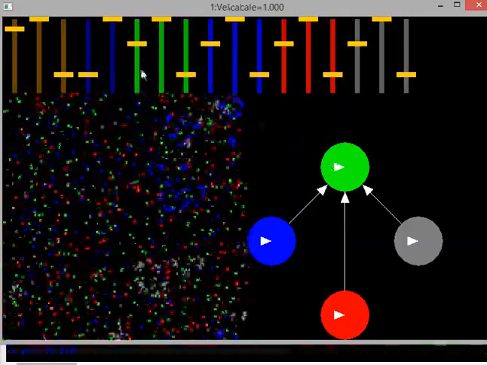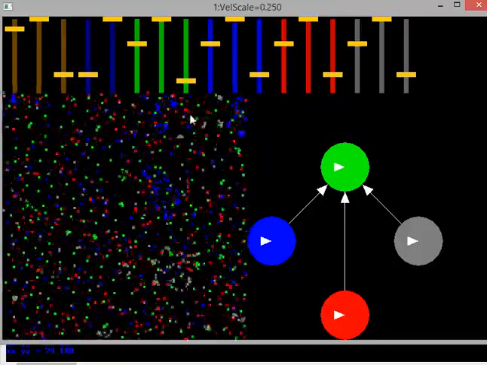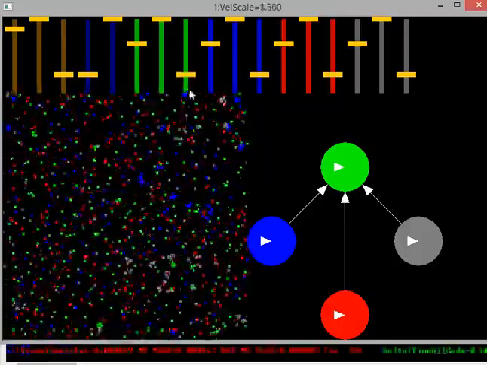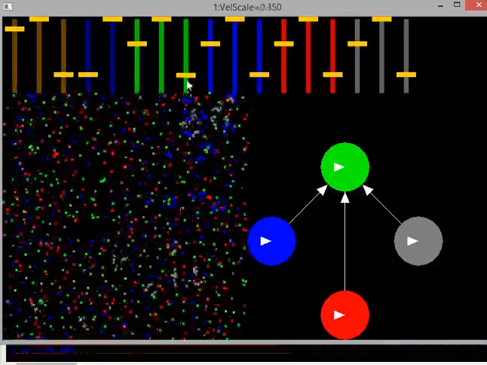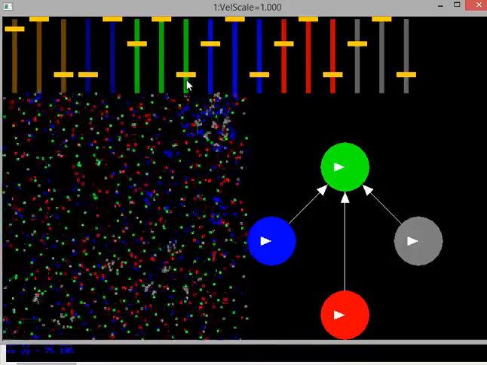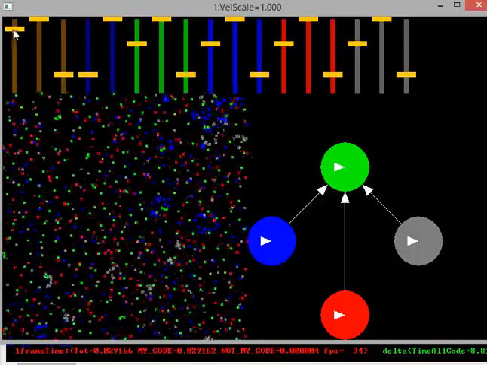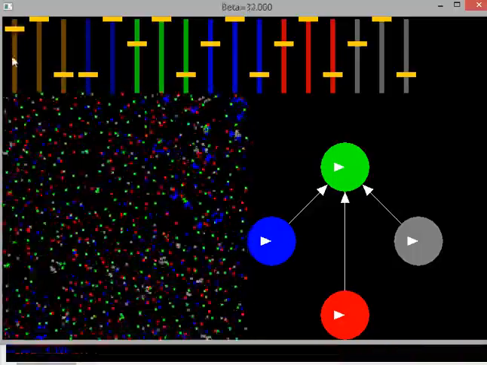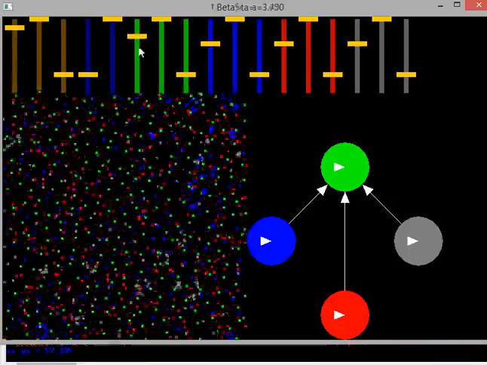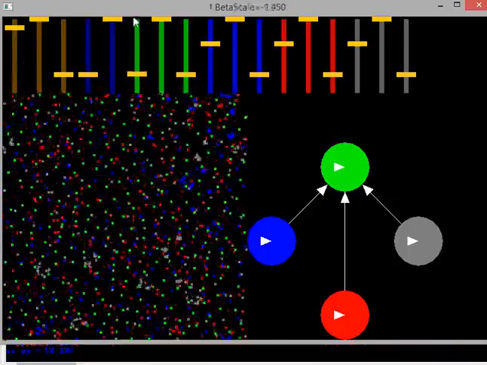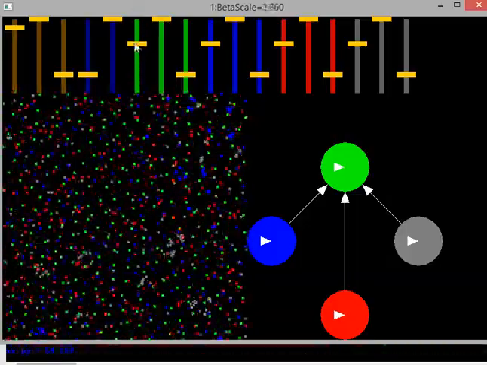It's interesting that green is not clumping, though. Let's try this. Get the spark of life for green. There we go. I nudged it a little. So beta is at 32. Let's increase only the beta for green. Well, that didn't work.